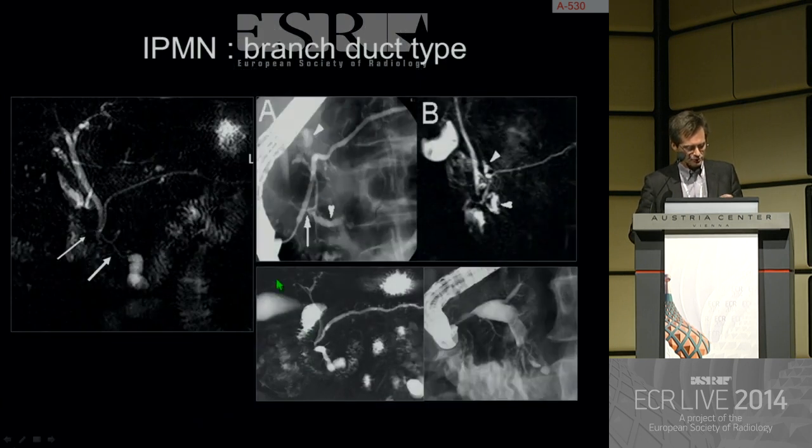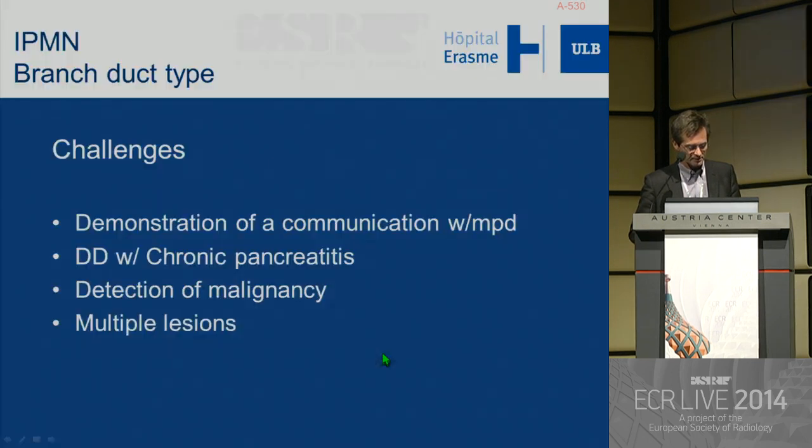But when you have very distal dilatations and you need to assess the communication, MRI performs much better than CT and even than ERCP. Here you have two different patients and the corresponding images, MRCP and ERCP, and you see that the display of the full extent of the lesion is much better at MRI.